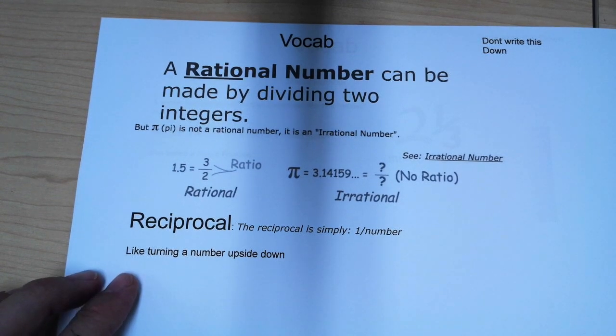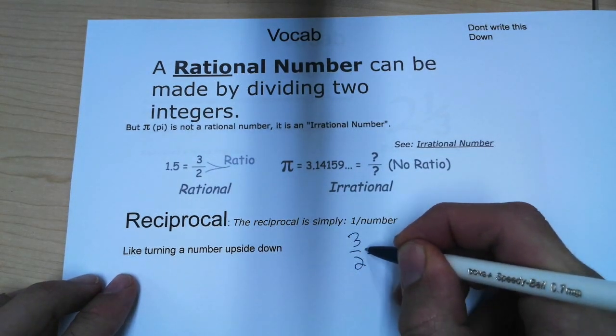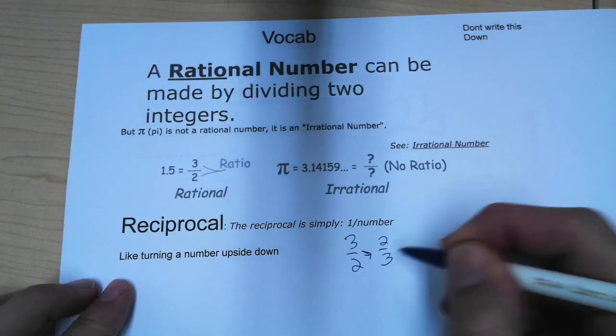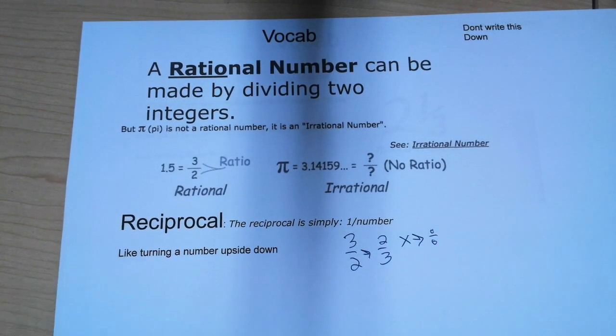Reciprocal. The reciprocal is simply 1 divided by a number. 3 over 2 is 2 over 3. Multiplication is division.